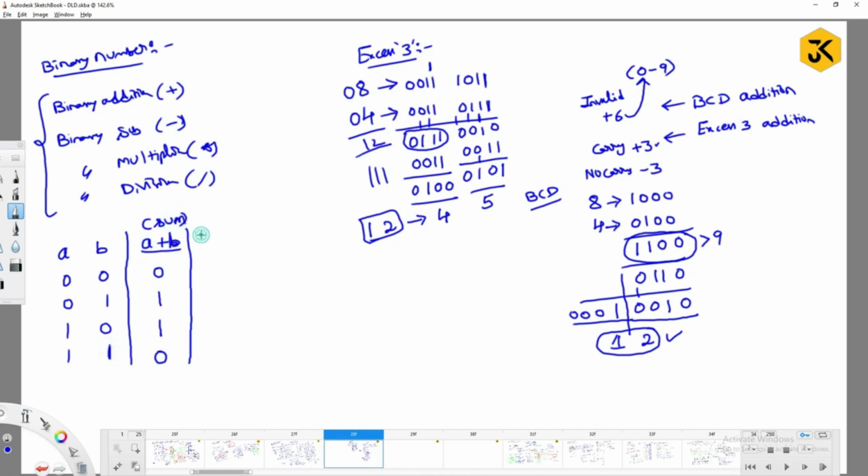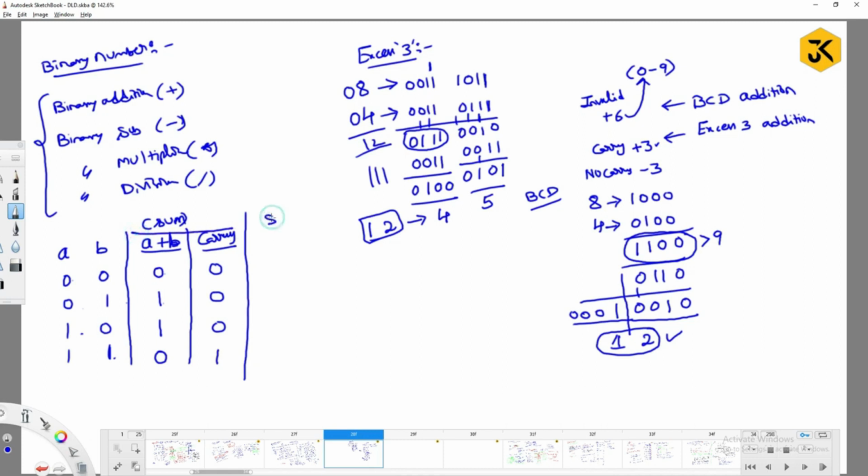And for every operation, carry also will be generated. So when you perform 0 plus 0, the sum is 0, carry 0. 0 plus 1 is 1, carry 0. 1 plus 0 is 1, carry 0. When you perform 1 plus 1, the normal result is 0, carry is 1. This is what you have to observe. Similarly, these two are related to sum.